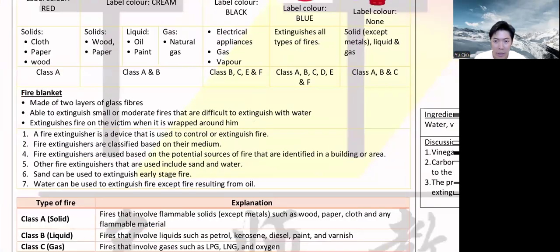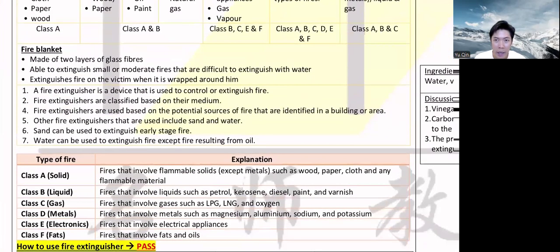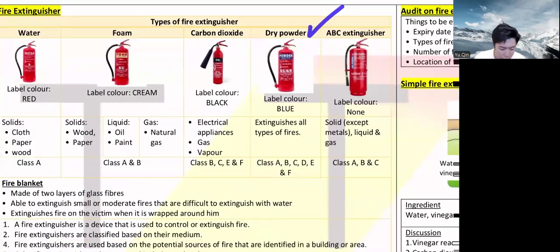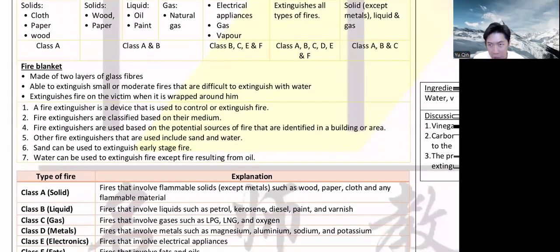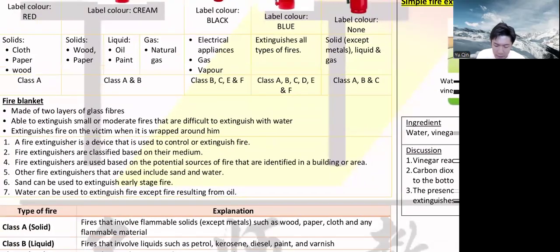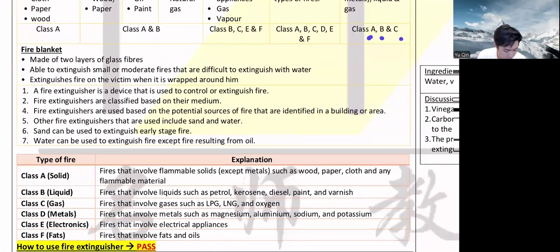Carbon dioxide is good for B, C, E, and F. So not good for solid. Okay, good for liquid, gas, metal, electronic, because it's quite versatile. Gas is quite versatile. And then dry powder is almost for everything. Okay, and then ABC is basically for ABC lah. I think the name is quite straightforward lah. It's for ABC. Okay, you good?